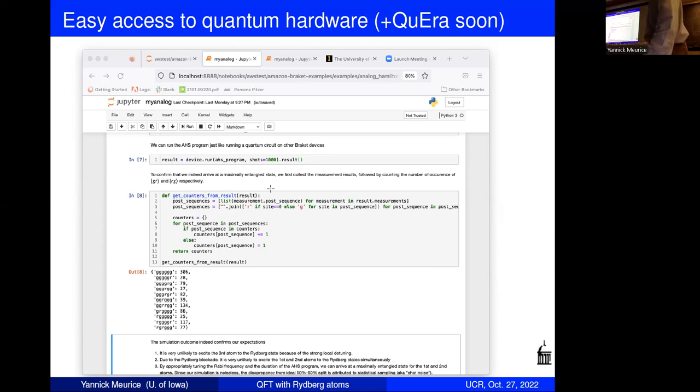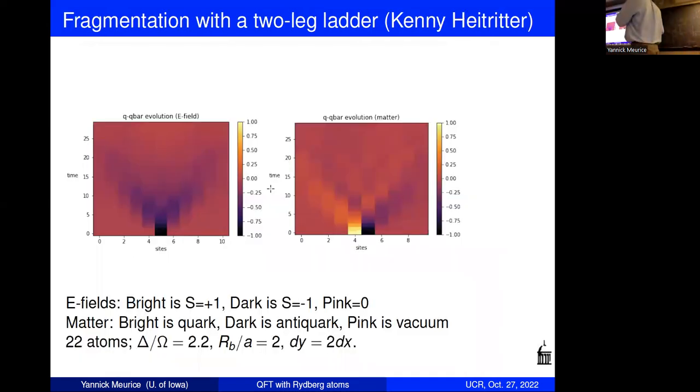But so, now the 2-leg ladder has been studied for fragmentation by Kenny Heitritter. He has done this with a 10-site ladder. This is the electric field propagating, and when you have an electric field, you have a negative charge here and a positive charge here, and this is the charge picture. So you have positive charge moving to the left and a negative charge moving to the right. This is the fragmentation picture obtained with this 2-leg ladder in a regime where it is not obviously connected to the abelian Higgs model.